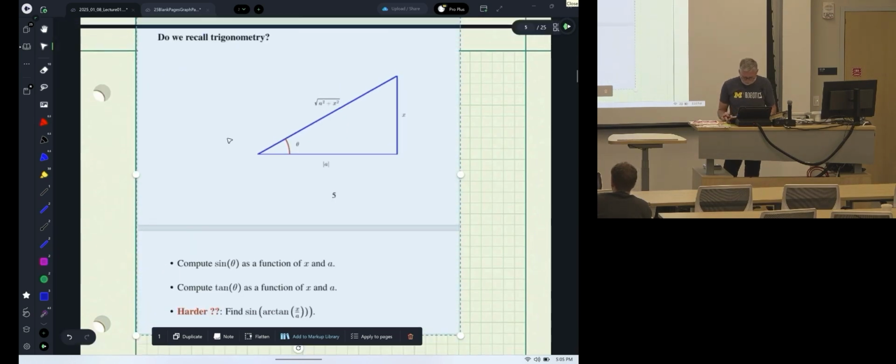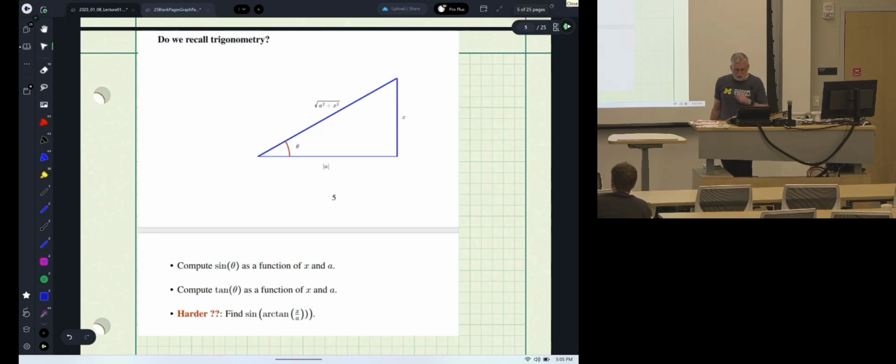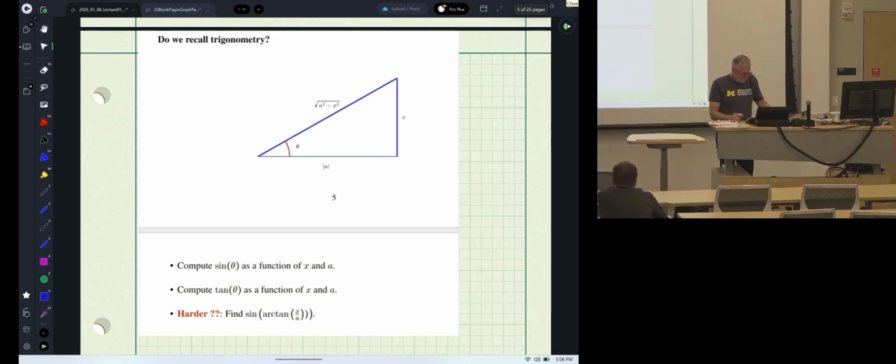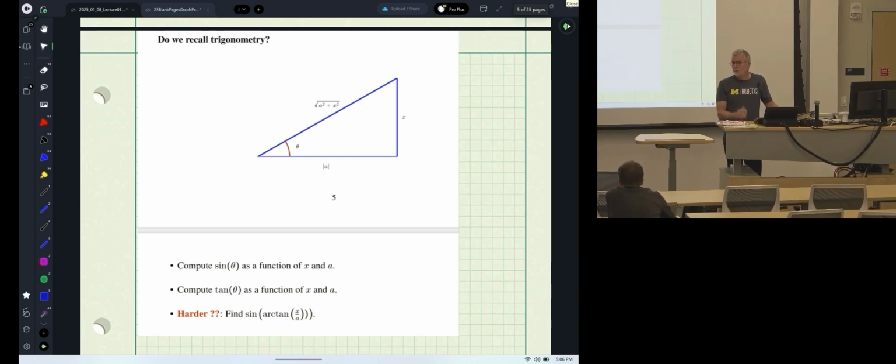So compute sine of theta as a function of x and a, so the right side is x. The lower side has absolute value because where this came from, a could be negative, and I didn't want a negative length on my triangle, okay, so it's positive. And it's a right triangle. The hypotenuse is the square root of a squared plus x squared, so it satisfies the Pythagorean theorem. You guys remember Pythagorean theorem? Yes, okay, so compute sine of theta, compute tangent of theta, and then, is this harder or not? Compute the sine of the arctangent of x over a.